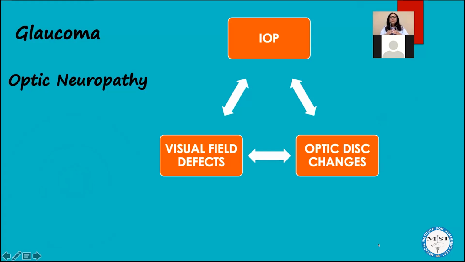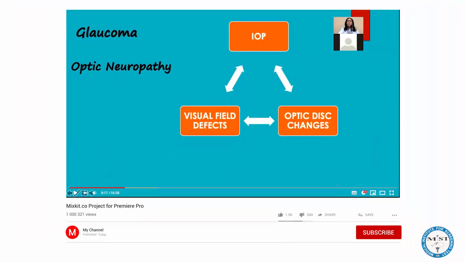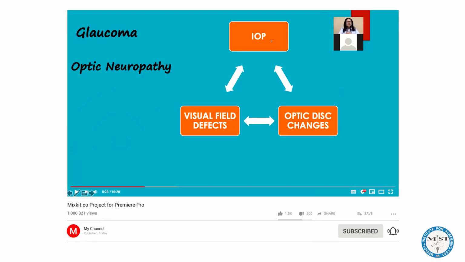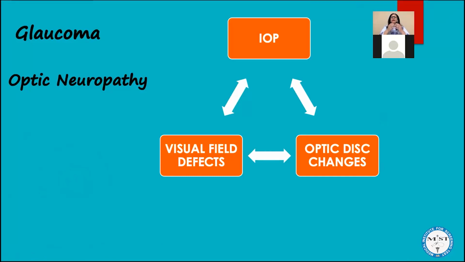Why are they getting damaged? This damage is related to intraocular pressure. Most of the time, intraocular pressure is high. This increased intraocular pressure brings about changes in the optic disc, that is, damage to the optic nerve fibers. Now, whenever there is damage to optic nerve fibers, because the optic nerve is a part of the visual pathway, there will be defects which you will notice in the visual field.